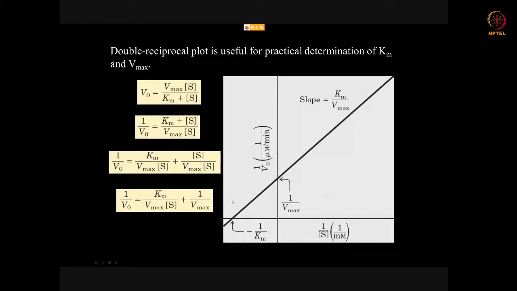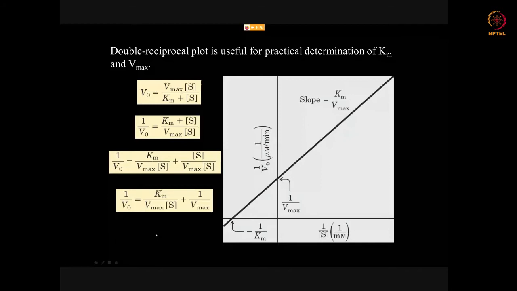1 by V0 equals Km by Vmax S plus 1 by Vmax. This is called the double reciprocal equation because you are taking a reciprocal on both sides of the Michaelis-Menten equation, and this makes it easier to plot very accurately, because it's a linear line. Calculating slope is very easy, and it gives an accurate measurement of Km and Vmax. So this is the equation that people practically use in a lab to evaluate the catalytic efficiency of an enzyme.